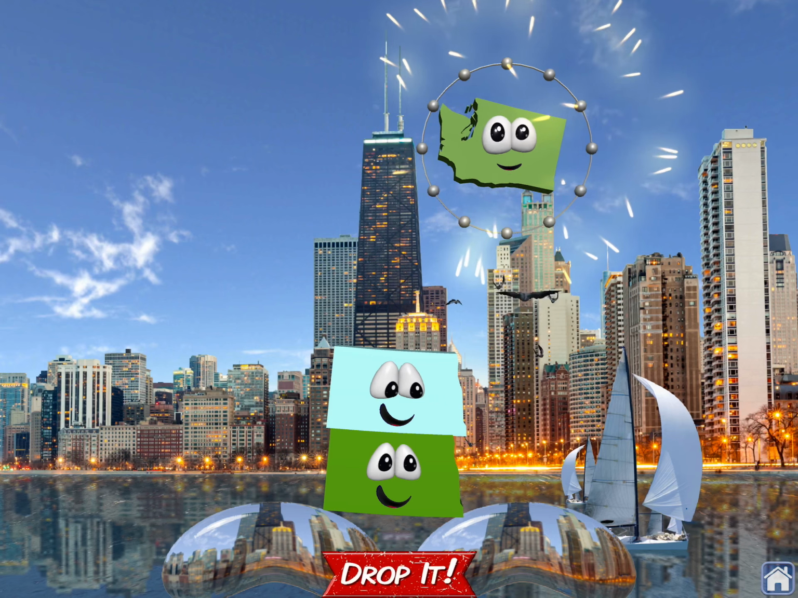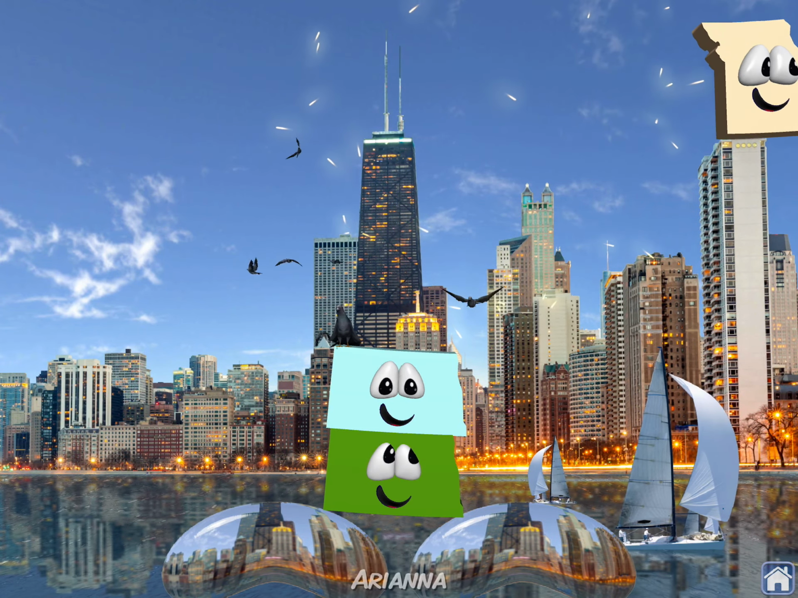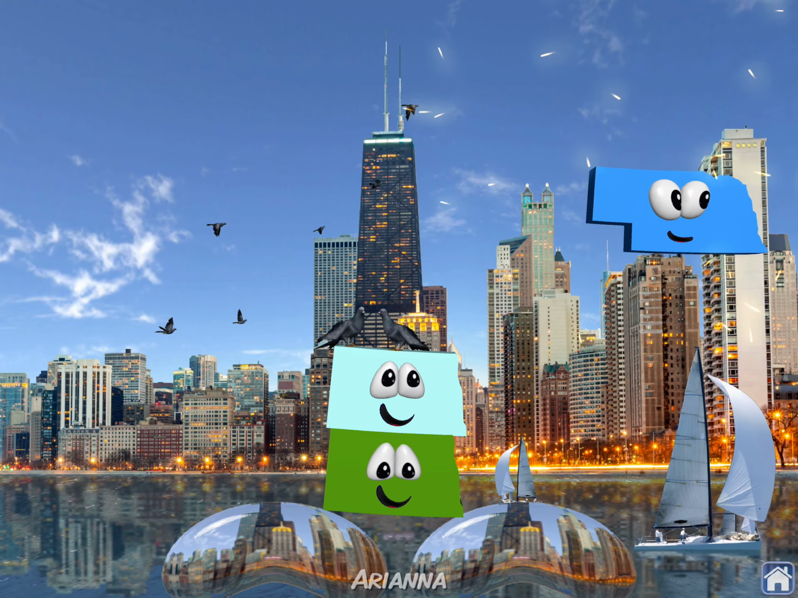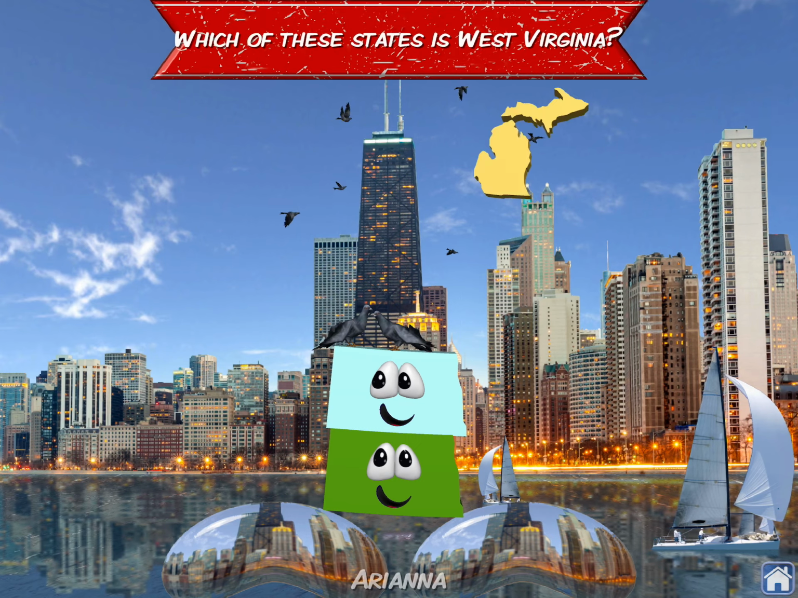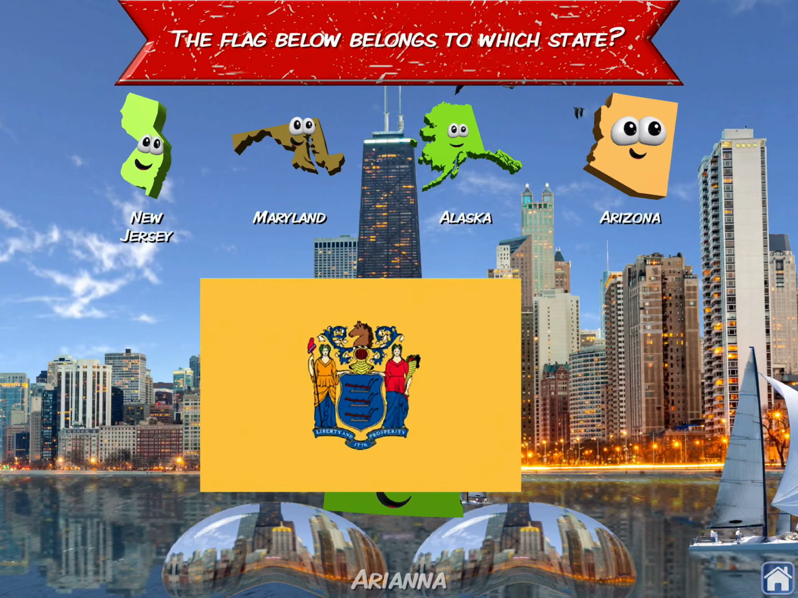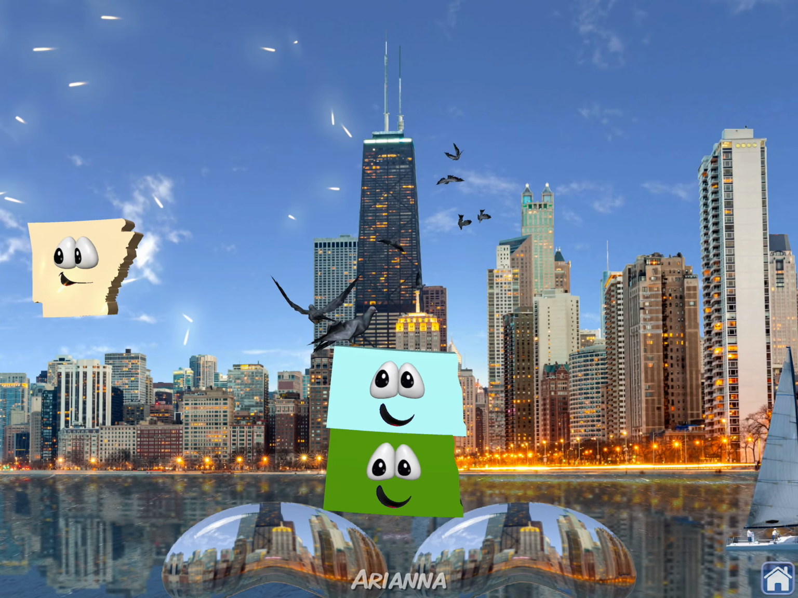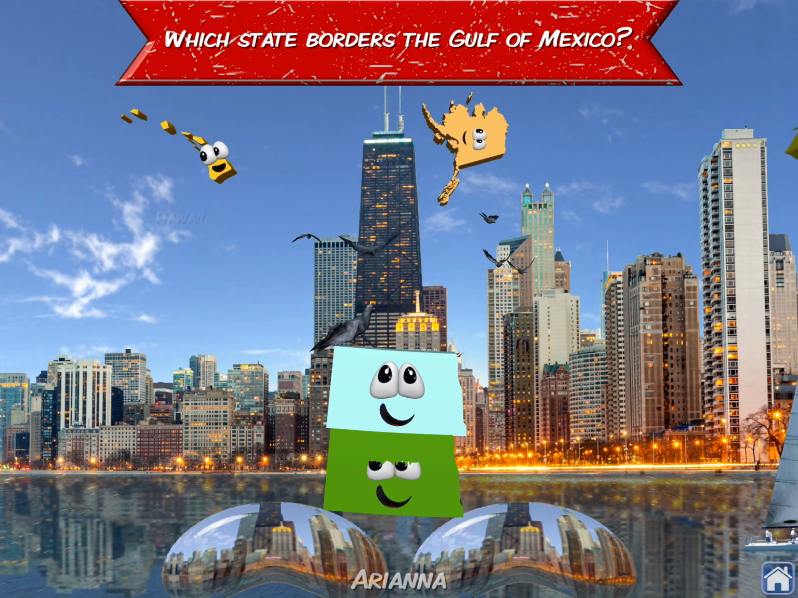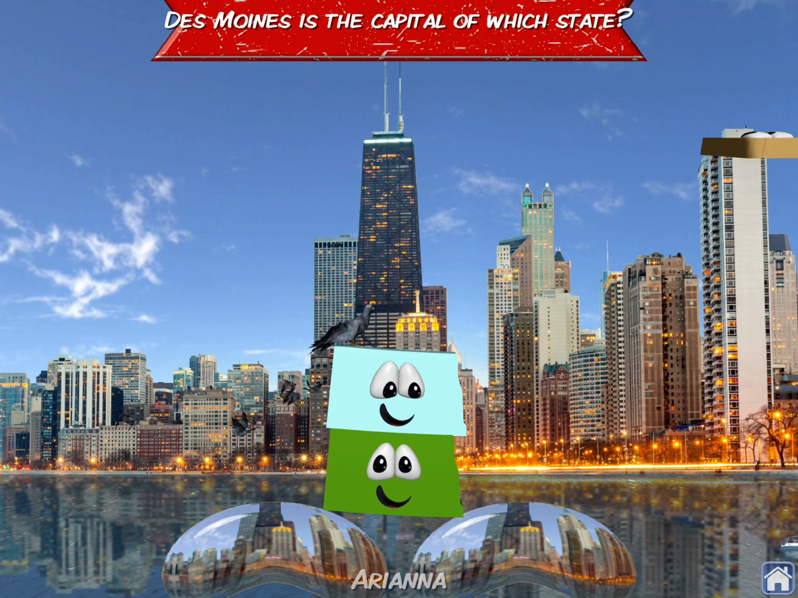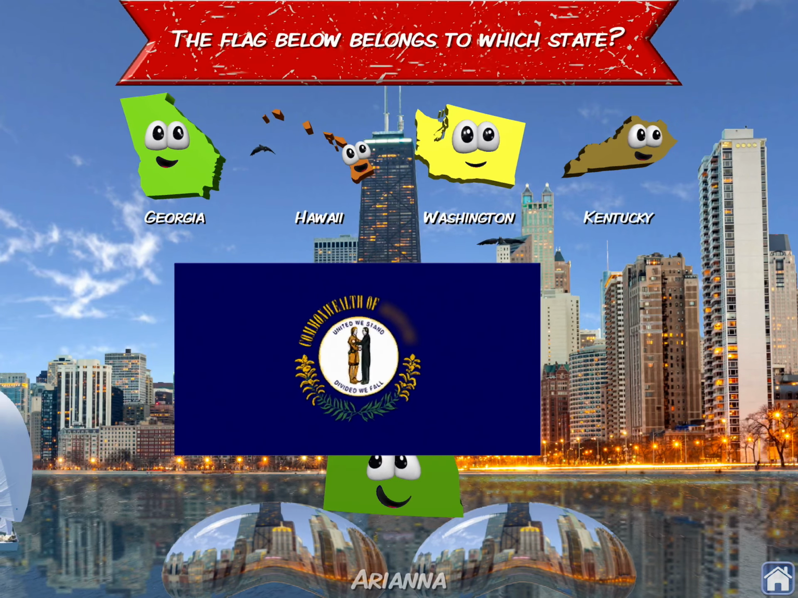Which state borders Washington? Which state borders the Missouri? The flag below belongs to which state? Nebraska. Which of these states is? The flag below belongs to New Jersey. Little Rock, Arkansas. Which state borders the Gulf of Mexico, Louisiana? Des Moines is the capital of Iowa. The flag below belongs to Kentucky.